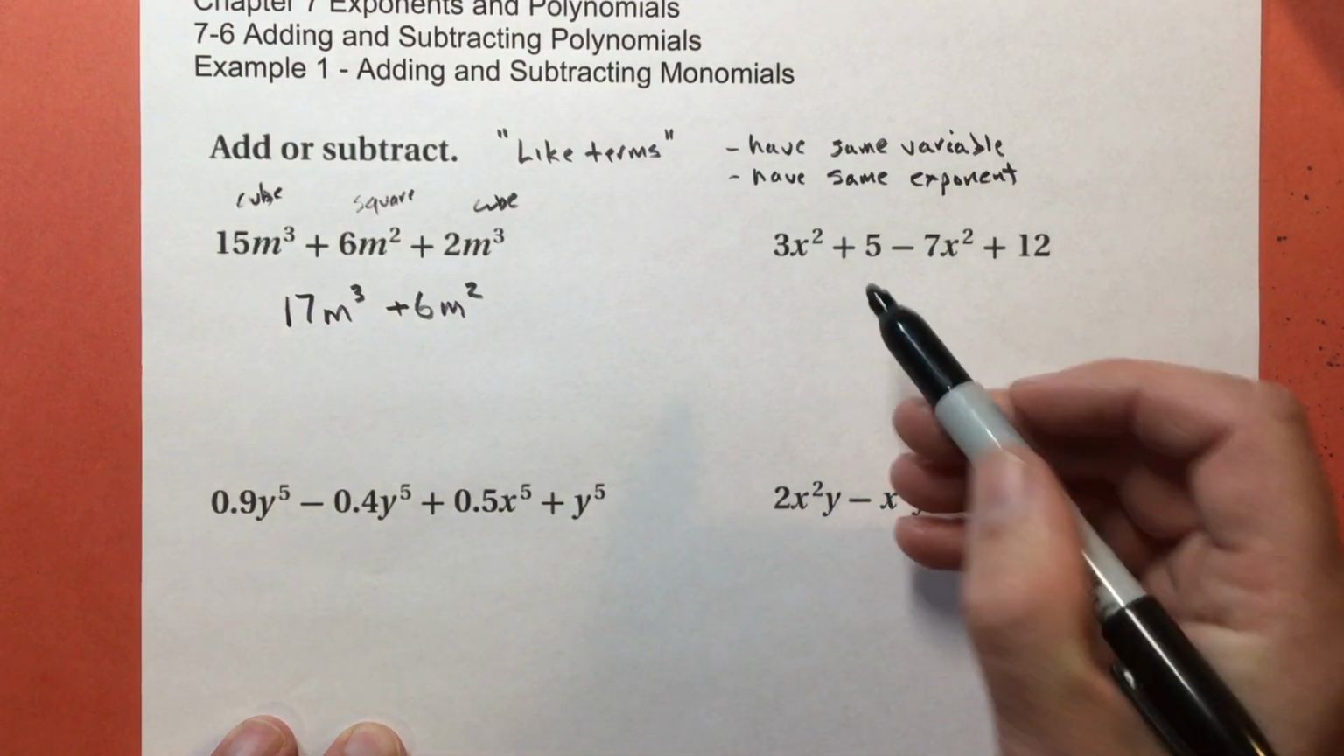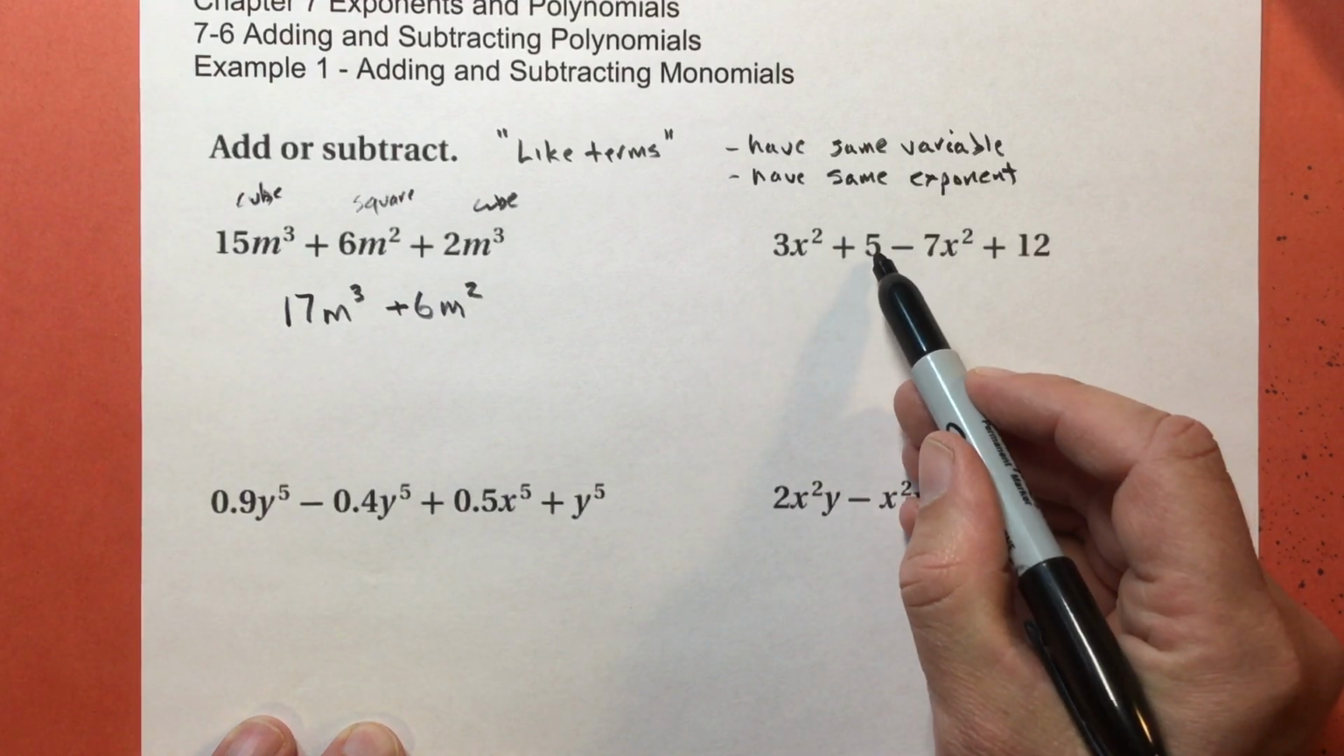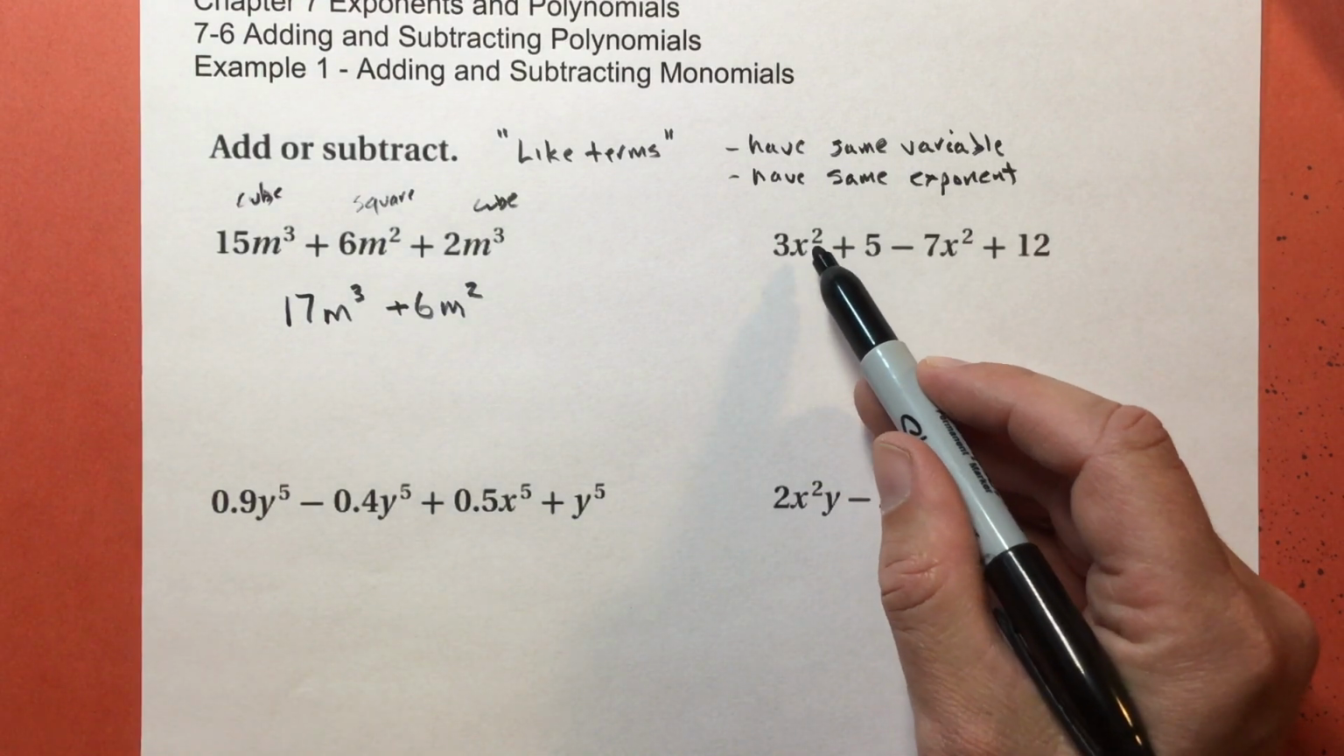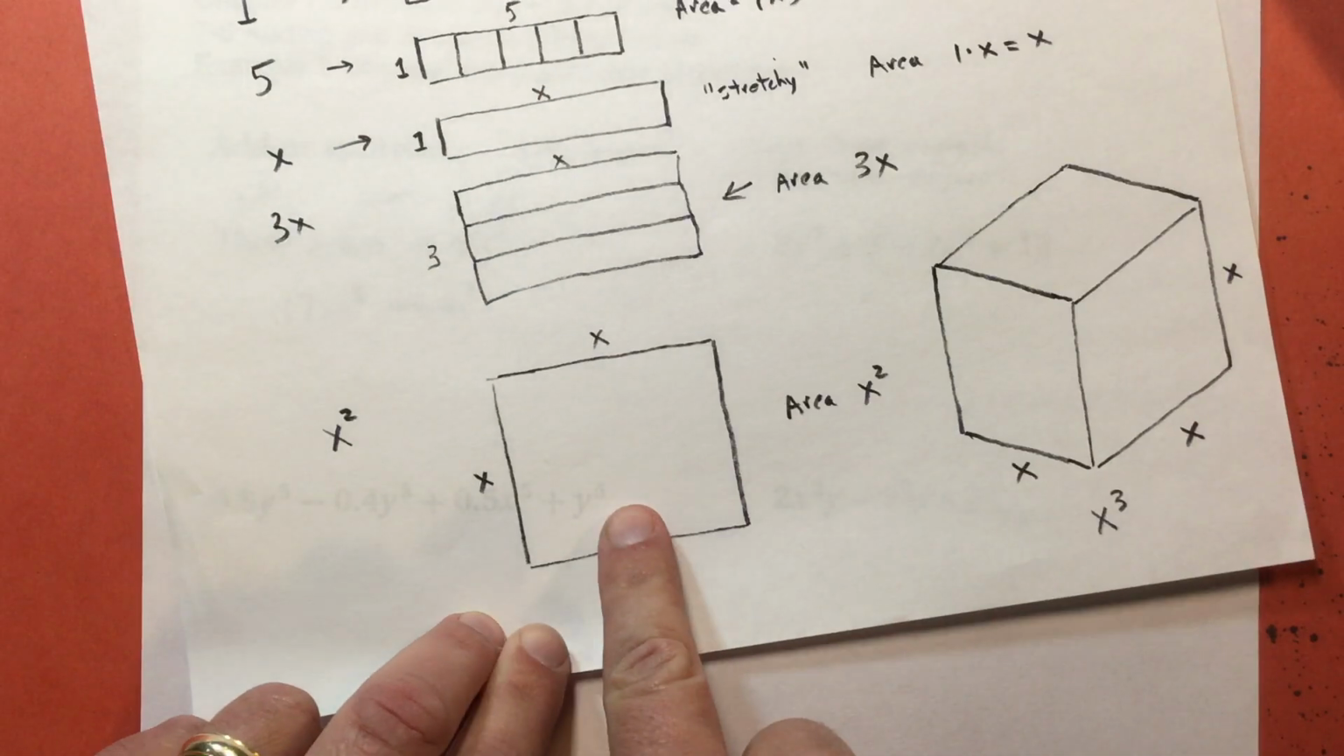Let's look at this one. So here's a square. Here's these little squares. So this right here, 3x squared, means I've got 3 of those.